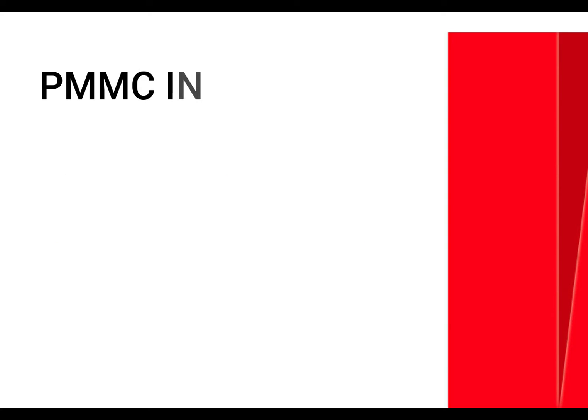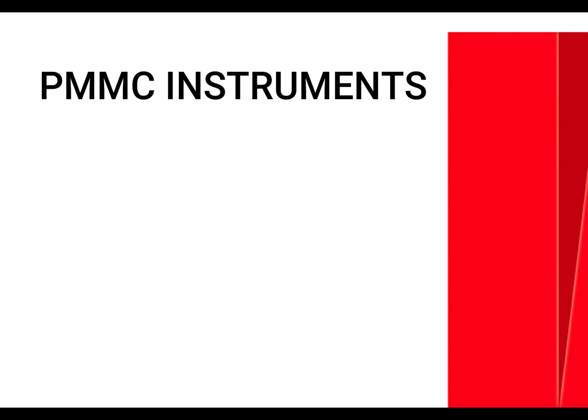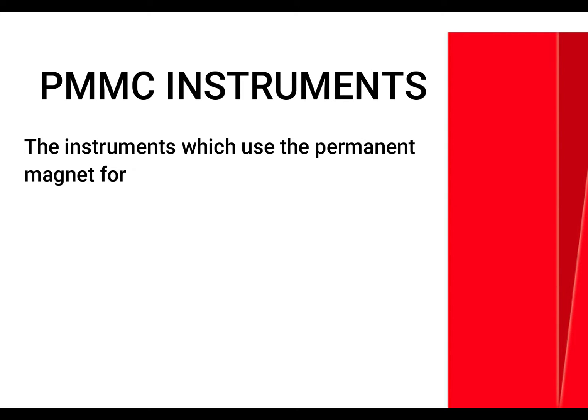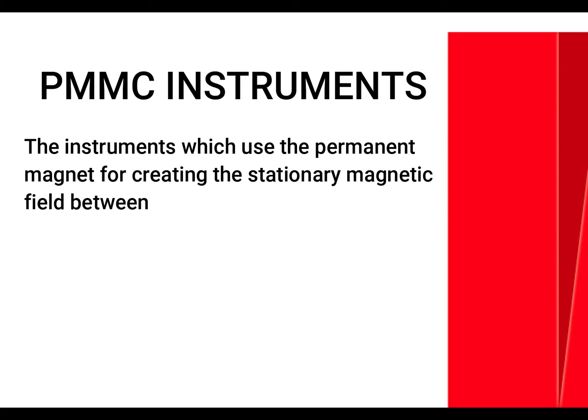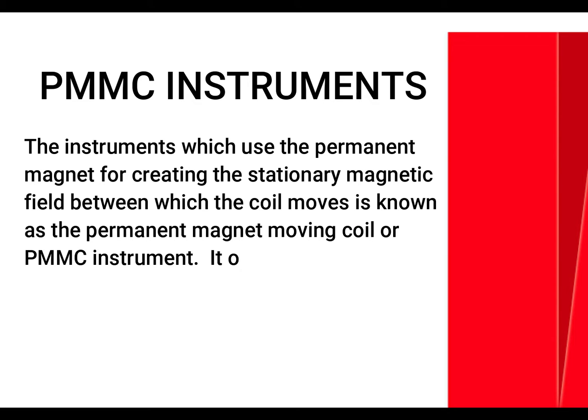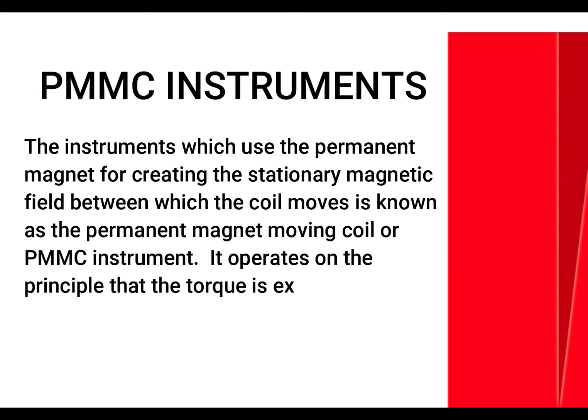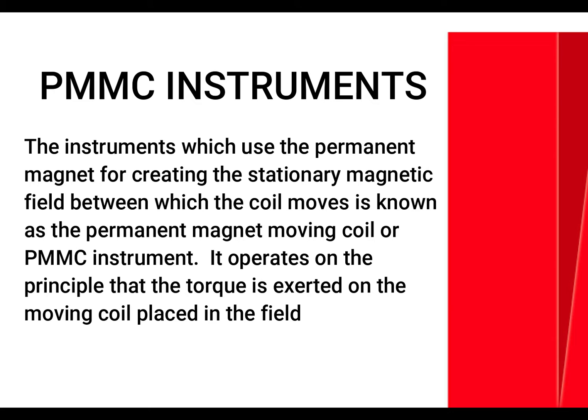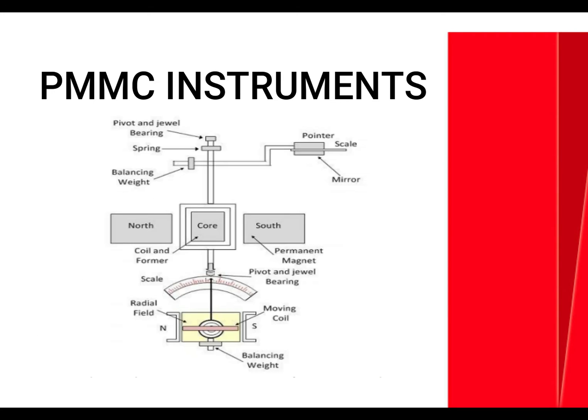The Permanent Magnet Moving Coil or PMMC instrument. It is an instrument which uses the permanent magnet for creating the stationary magnetic field between moving coils. It operates on the principle that the torque is exerted on the moving coil placed in the field of the permanent magnet.